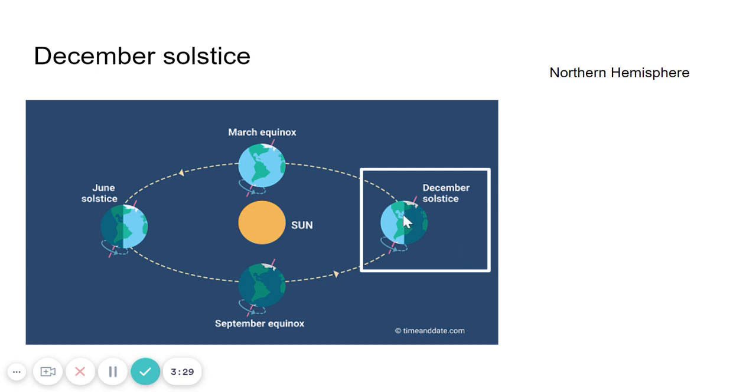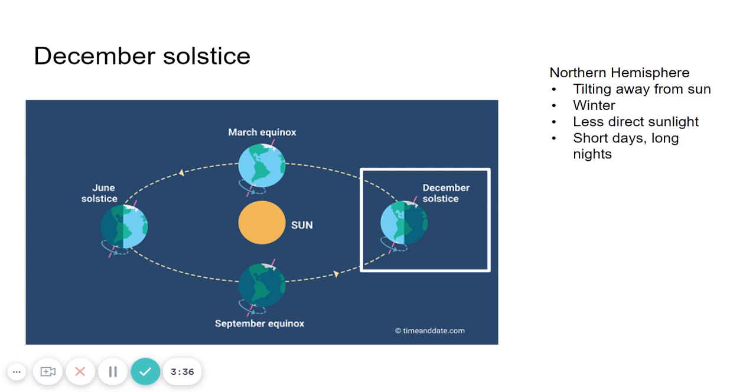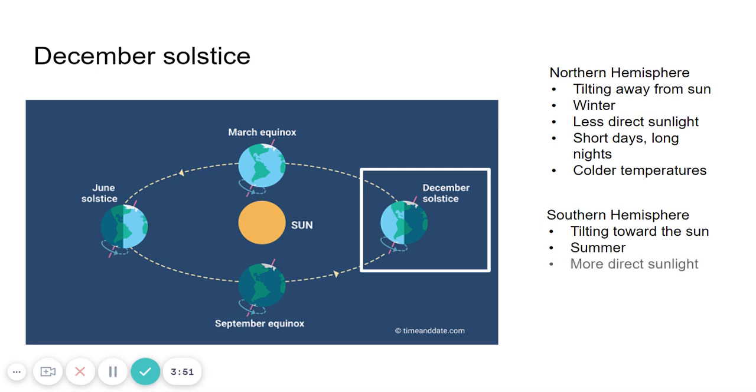So let's look at the northern hemisphere, that's this top part, first. It's tilting away from the sun. It is winter. It has less direct sunlight, shorter days, longer nights, colder temperatures. But the bottom half of the Earth, the southern hemisphere, is tilting towards the sun. So you can see that this side is closer to the sun. This will be summer. It has more direct sunlight, longer days and shorter nights, and warmer temperatures. The opposite of summer is winter, but both of these are solstices because they're getting uneven amounts of daylight.